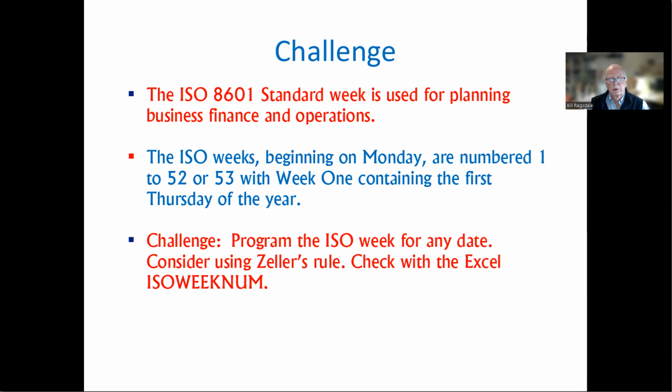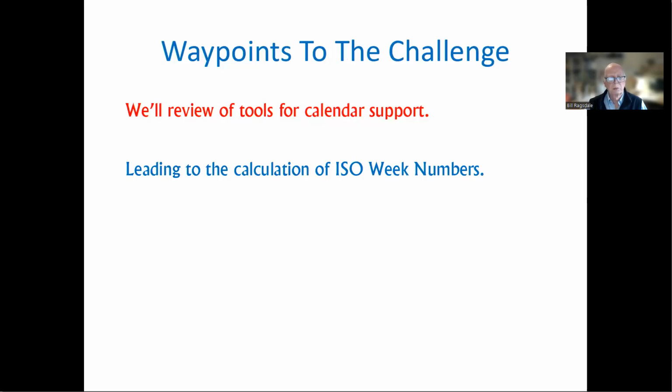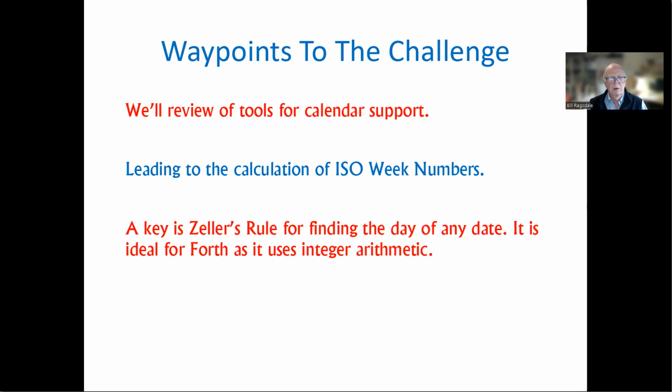Our challenge is to program the ISO week for any date. We'll be using what's called Zeller's rule, which is a calculation to determine the day name of a given date. You can also check your results in Excel, because they have ISOWEEKNUM added in as a function. This was added about 10-15 years ago, and I tried to program it myself with no success. Along the way to the ISO week numbers, we're going to use a number of tools used for calendar support, and this will allow us to make that final calculation.